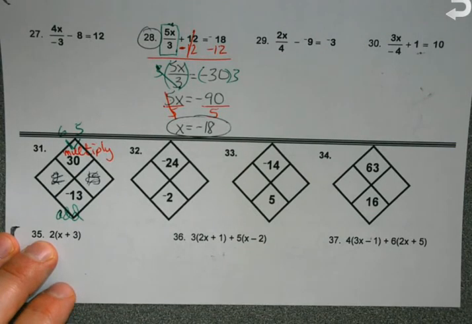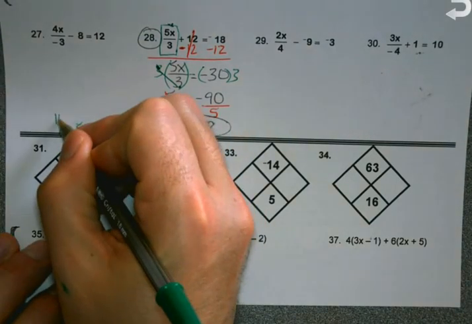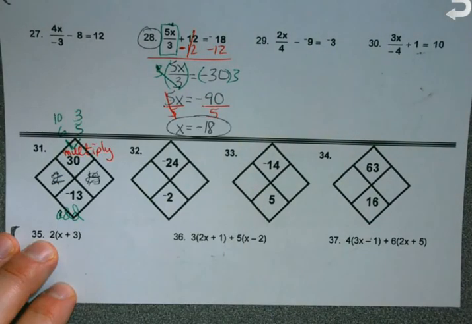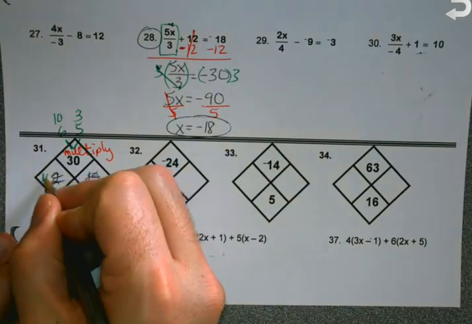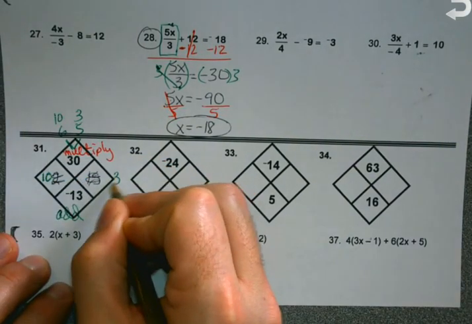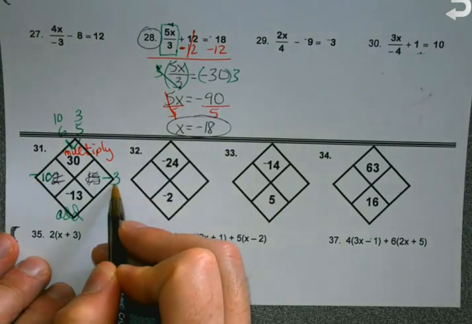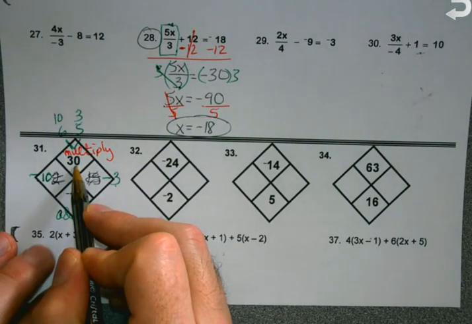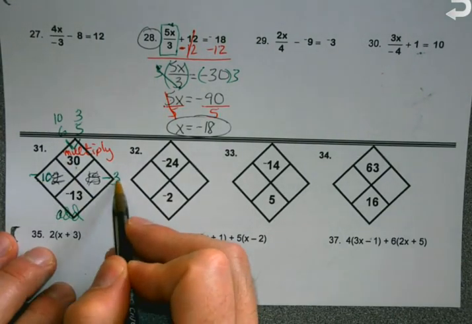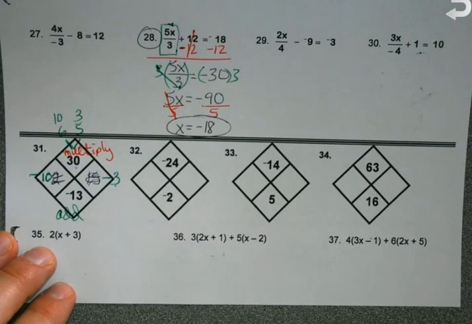What else goes into 30? 10, 10 and what? Can 10 and 3 get to 13? Yes. And they both have to be negative. Because negative 10 times negative 3 is positive 30. Negative 10 plus negative 3 is negative 13. So that works.